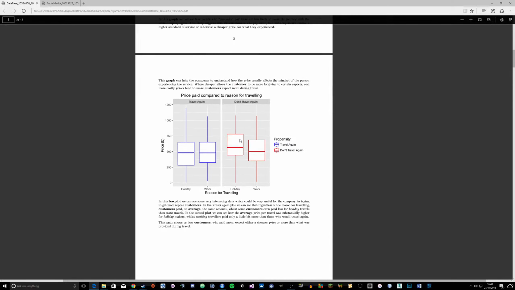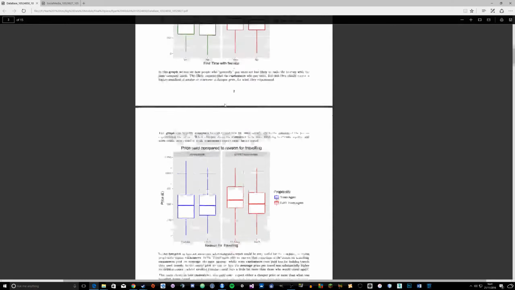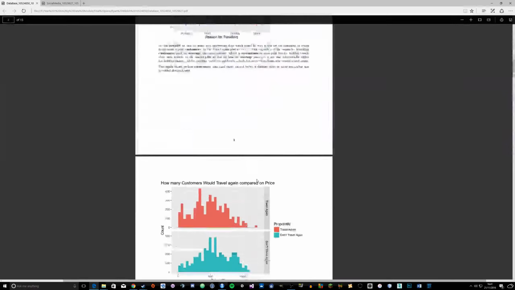And we move on to a second graph, which I believe again is about the foreign travellers. Price paid compared to reason for travelling. Okay, so this was based off of whether they were going for work or holiday, the reason they were travelling. And there was no real sort of difference between it. It was more the price, to be honest. No one really cared whether they were going on holiday or whether they were working. And we used a box plot for both of these graphs.